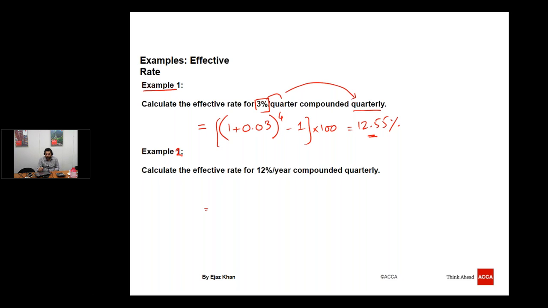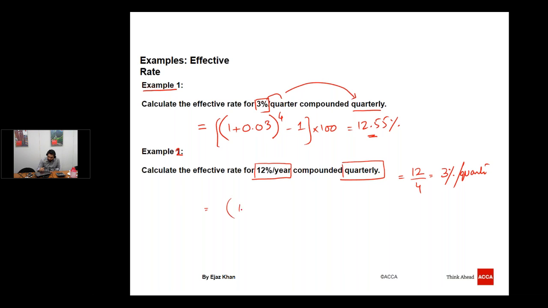Calculate the effective rate for 12% per year compounded quarterly. This time the rate quoted is on a per annum basis, whereas the interest is charged on a quarterly basis. So it means that we need to adjust this 12% figure. Since the rate is on a per annum basis, but interest is charged on a quarterly basis, we have to divide 12 by 4 to get the quarterly interest rate, which is 3% per quarter.